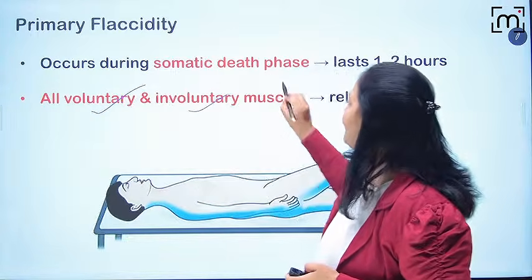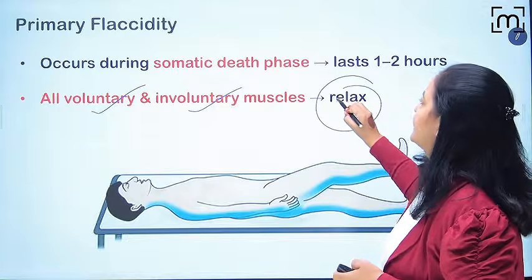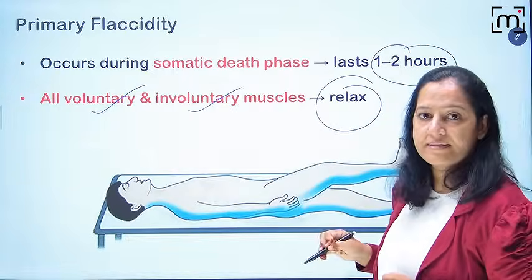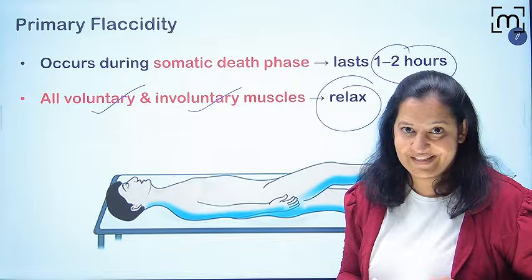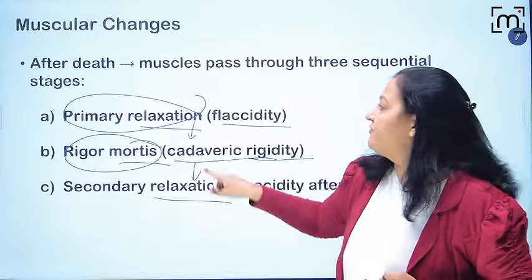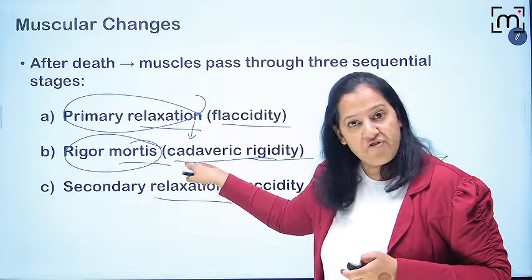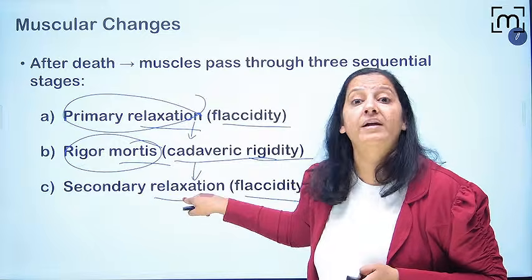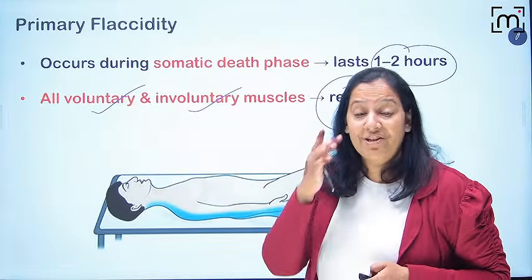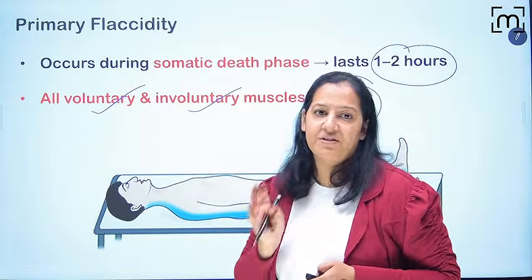All the voluntary as well as involuntary muscles relax. And it lasts for 1 to 2 hours, because after 2 hours, the rigor mortis sets in and they start contracting. So first relaxation for 1 to 2 hours. After that, rigor mortis sets in, so contraction, and then again after 24 to 36 hours, they relax. So please learn the duration, which are important MCQs.